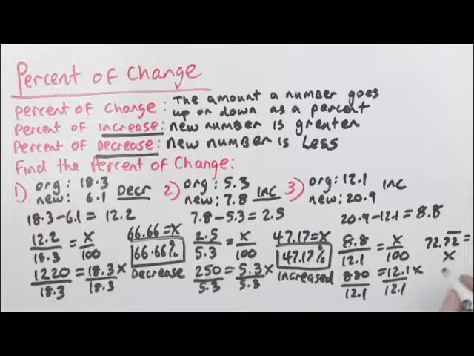72.72, and that's a repeating number that goes on and on. That's x. So I know it's a 72.72% increase. So 72.72 repeating percent increase. Great.